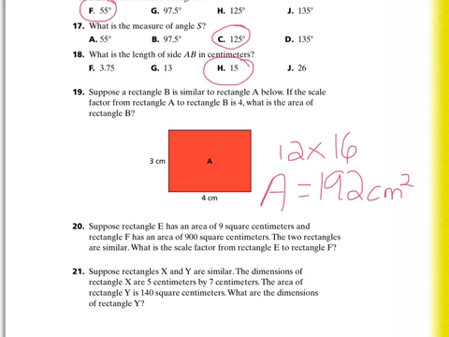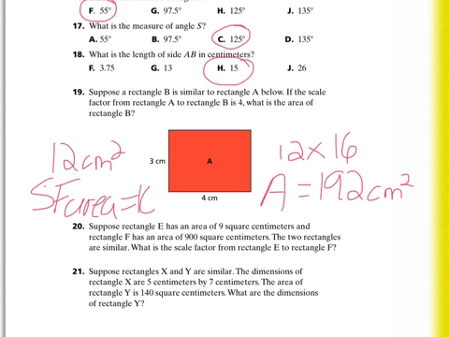The second way that you can do it is to find the area of rectangle A, which is 12 centimeters squared. And then you're going to multiply that by the area scale factor, which is a little bit different. So that means we need to square the 4. So the scale factor for area equals 16. And then once again, you multiply 12 by 16, and you get the same 192 centimeters squared.